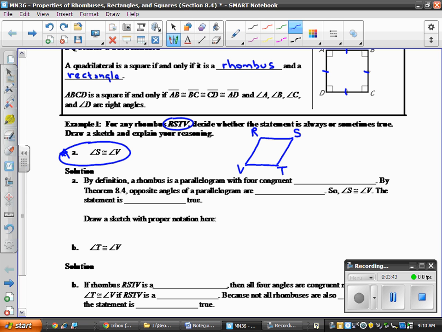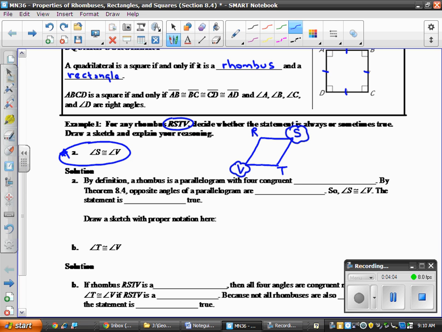So it's asking whether angle S, which is right here, is always, sometimes, or never going to be congruent to angle V. Well, those are opposite angles, and opposite angles in a parallelogram are going to be congruent, and since a rhombus is a parallelogram, that means that this is always true.